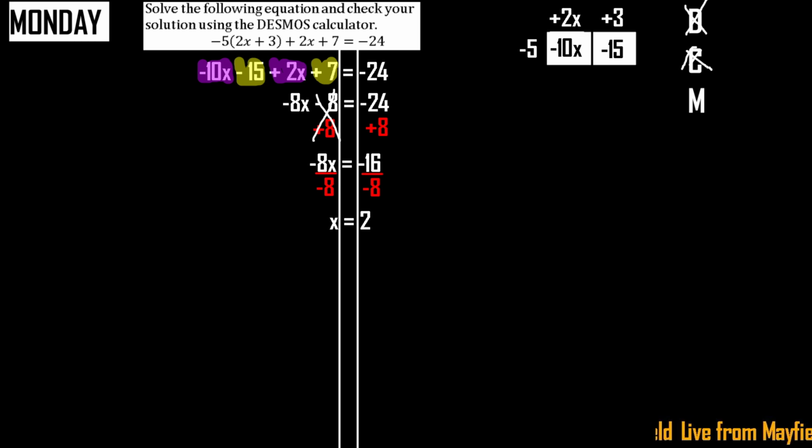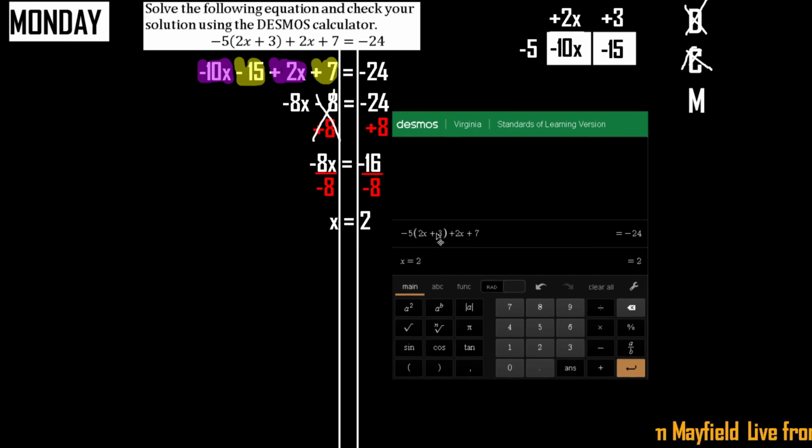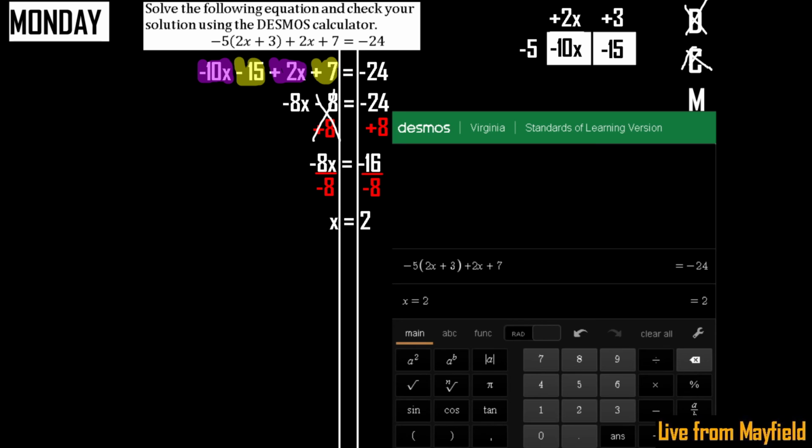Again, to be able to check for ourselves, I can bust out the Desmos Calculator. And so you type in exactly how it looks. So you have negative 5 times quantity 2x plus 3, and you have plus 2x plus 7. Again, it's going to have a little triangle here, but you want to make sure you type in the next line what you think your answer is. And you can see if it doesn't equal the correct thing, you know you messed up.